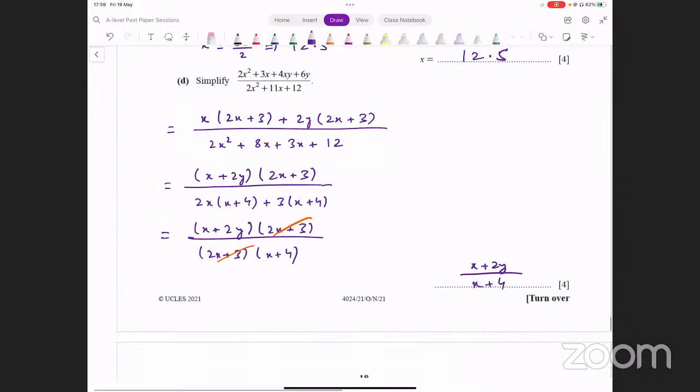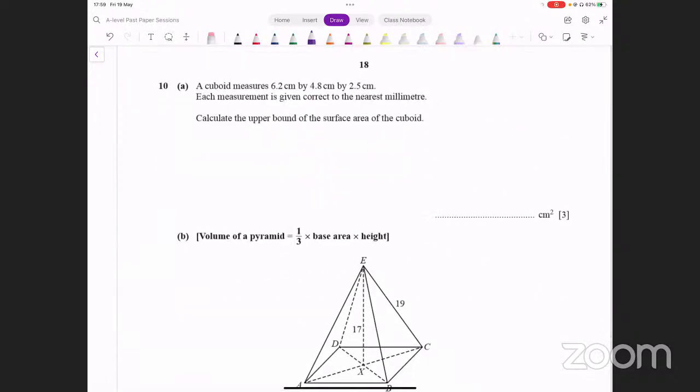So let's move on. Question number 10. It says a cuboid measures 6.2 centimeters by 4.8 centimeters by 2.5 centimeters. Each measurement is given correct to the nearest millimeter. Calculate the upper bound of the surface area of the cuboid. Surface area of the cuboid. Surface area of cuboid क्या होता है? सारे जो faces हैं उनके areas को add करना है. इनके faces क्या होते हैं cuboid के? They're all rectangles, right?